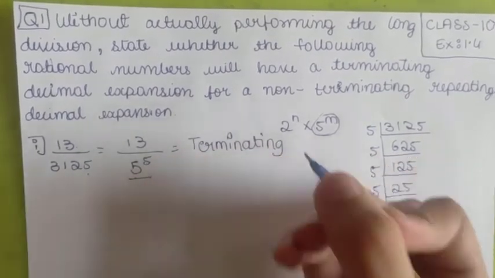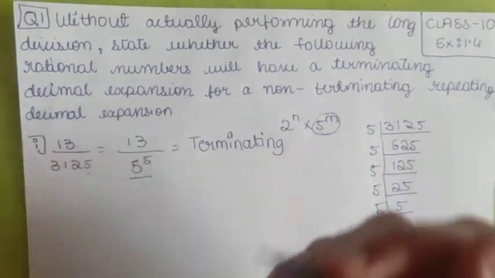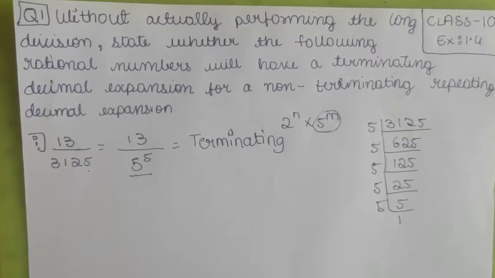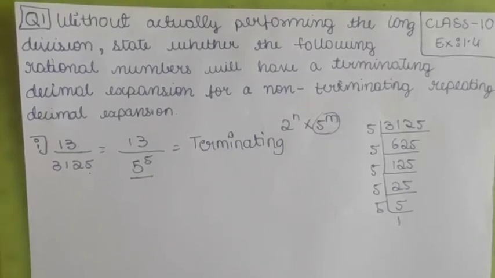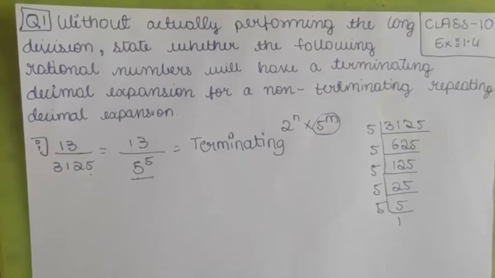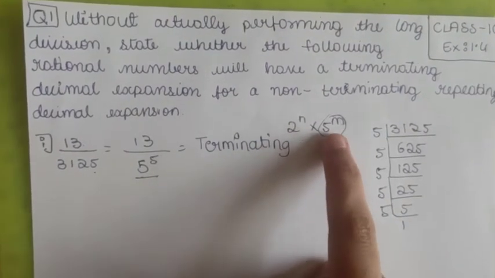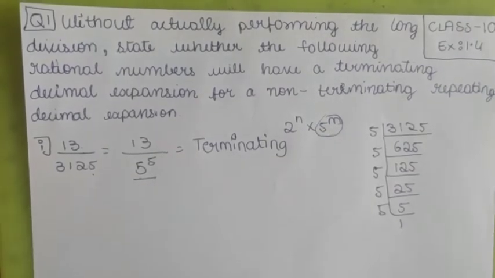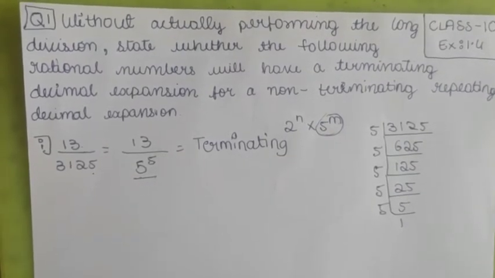Even if we have 2 raised to 2, then it is also terminating. So any number in the form p by q, when we do the prime factorization of q, if it is of the form 2 raised to n into 5 raised to m, then it is called a terminating number. Now let's see question number 2.